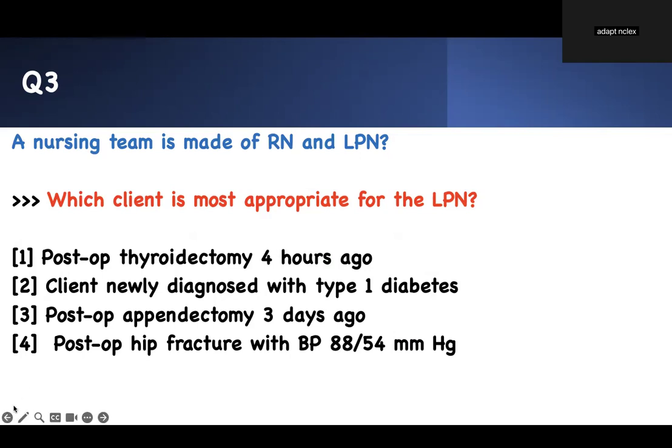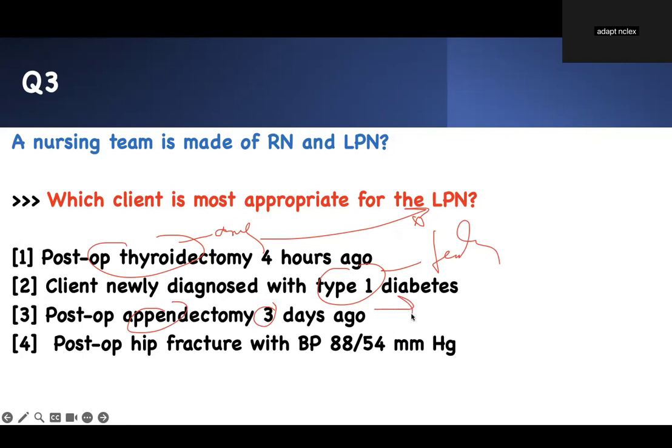But the first answer choice, look at it. Post-op thyroidectomy. This guy is an airway problem. UAP, LPN should stay away from that patient. Newly diagnosed with type 1 diabetes. This patient needs some teaching outside. Post-op appendectomy is 3 days. Probably is walking around. I don't know, but I'm just keeping it.